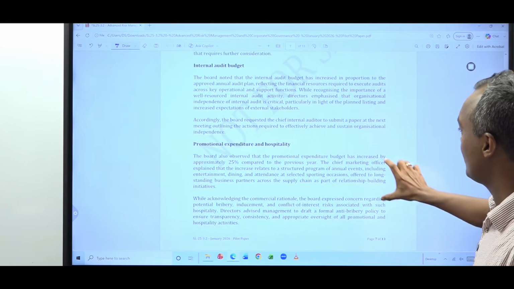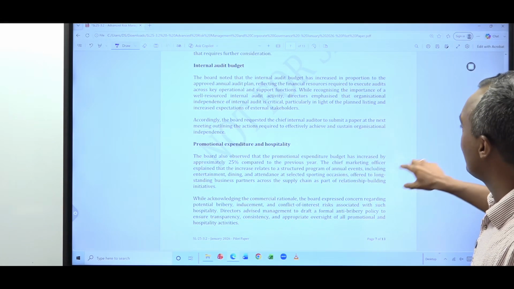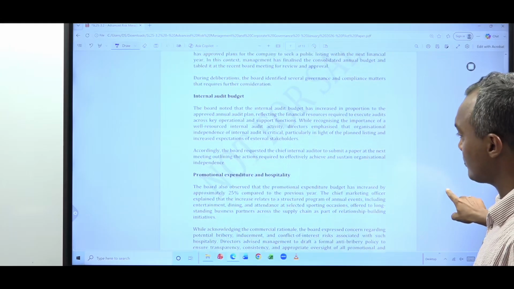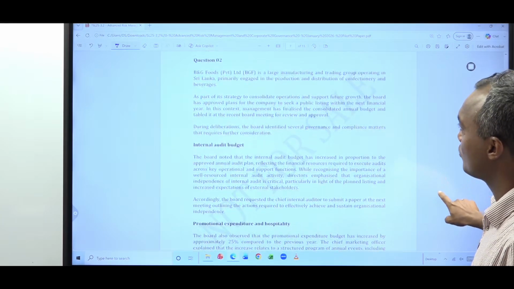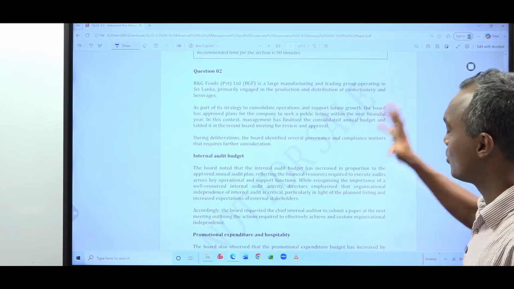Here promotional expenditure must be on the anti-bribery policy. Then balance should be on internal audit. Yeah. So the question is also broken into those three.